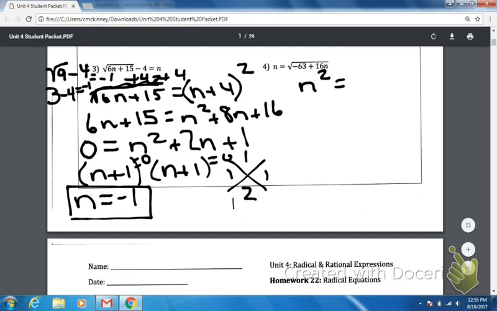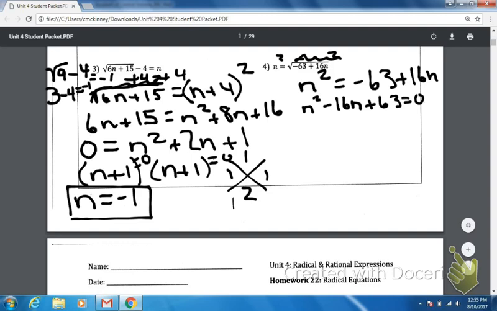n squared. Good. So when we square both sides, the side with the radical, that just makes that radical go away. And this guy gets squared. And now n squared, we want that to stay positive. So we're going to keep n squared, subtract 16n plus 63 equals 0.